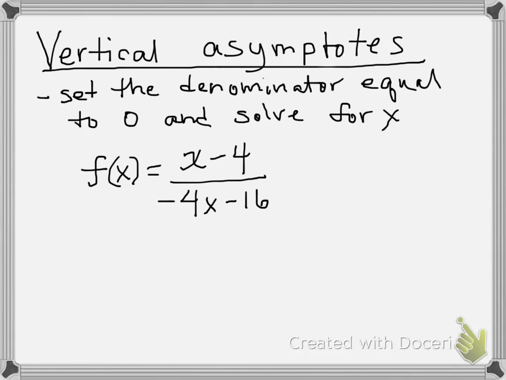All right, here are some concepts that are also being tested on this assessment. One is vertical asymptotes. And the way that you get vertical asymptotes is that you have to set the denominator equal to 0 and then solve for x. So here in my example, f of x equals x minus 4 divided by negative 4x minus 16. The first thing I'm going to do is set the denominator, which is negative 4x minus 16, equal to 0.